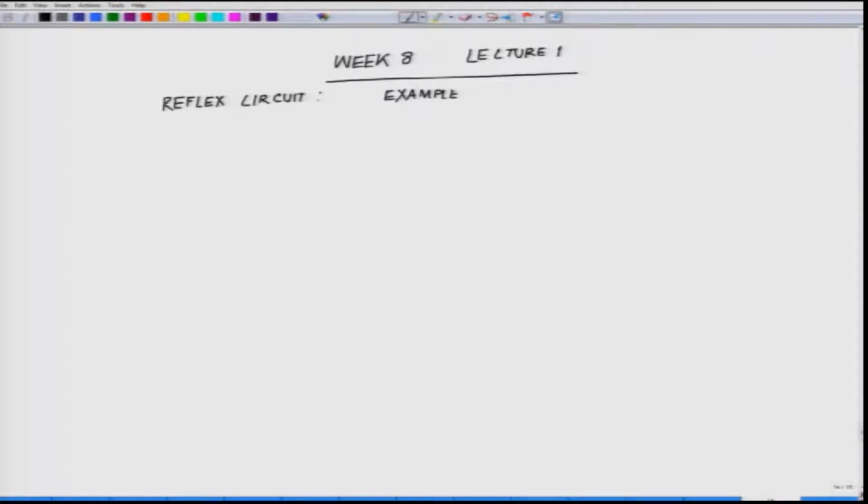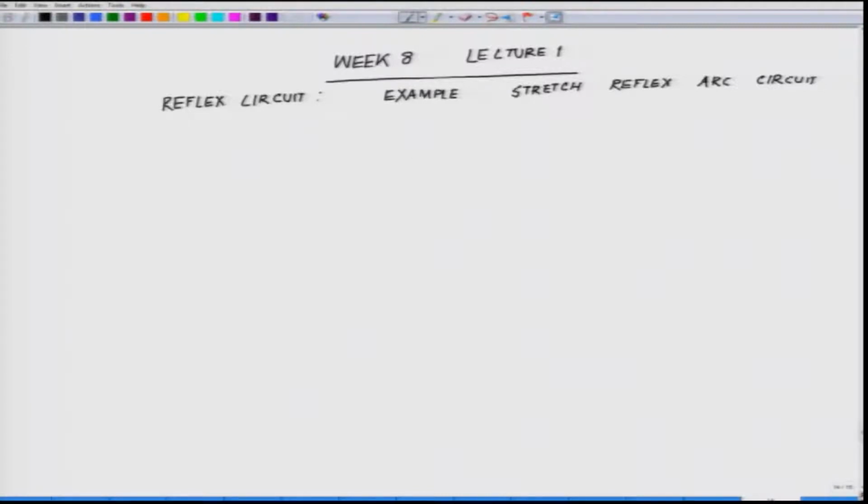So we are into week 8, lecture 1. We are talking about the reflex circuit, and in particular the example we will be taking is the simplest of all, the stretch reflex arc circuit, which is the simplest of all reflex circuits.